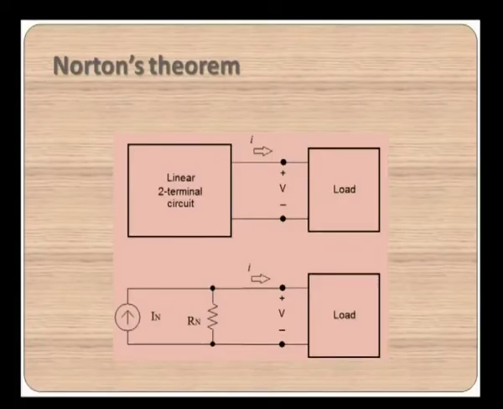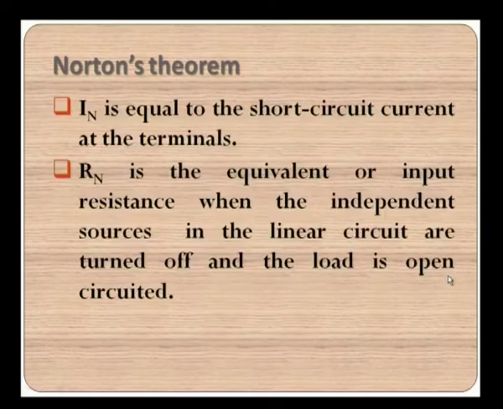Let's further see. This again tells how we replace a two-terminal network. So maybe this is a load and here we have a two-port network, and this two-port network is replaced with Norton equivalent components, namely a current source and a resistor connected in parallel. And again the load remains the same. The previous clipping we have not shown the load, but here we have also shown the load.